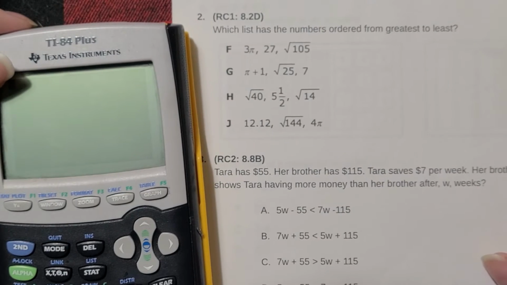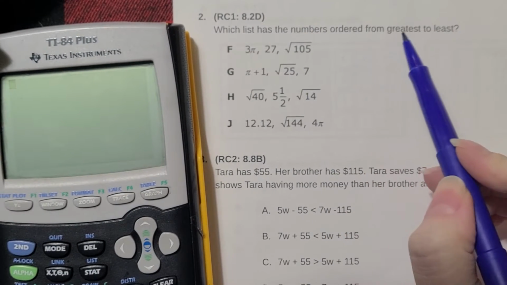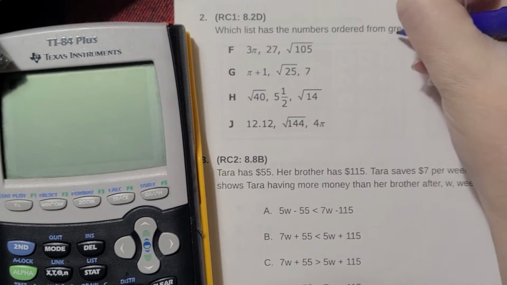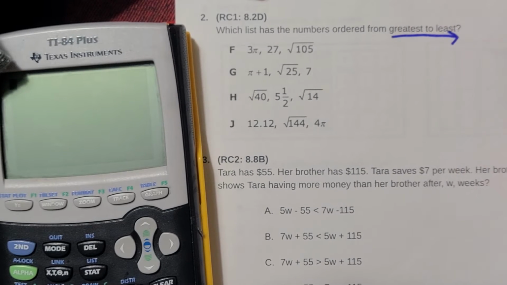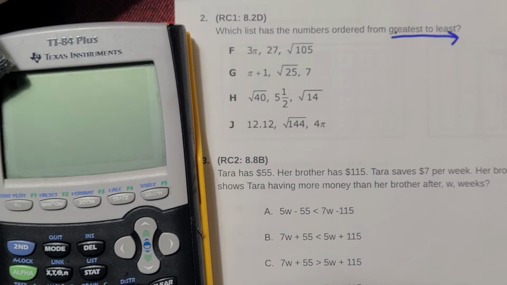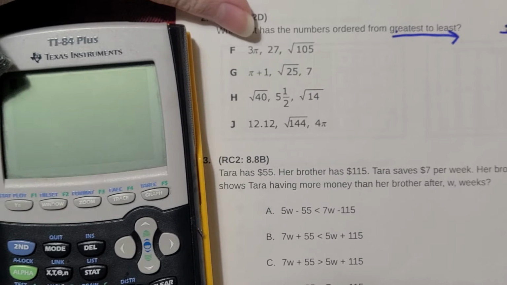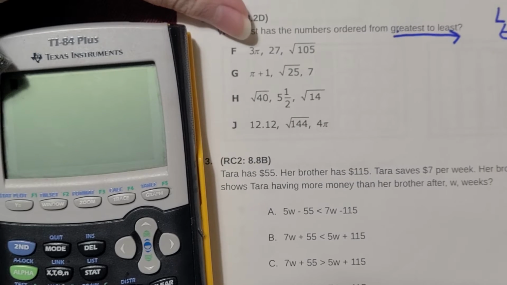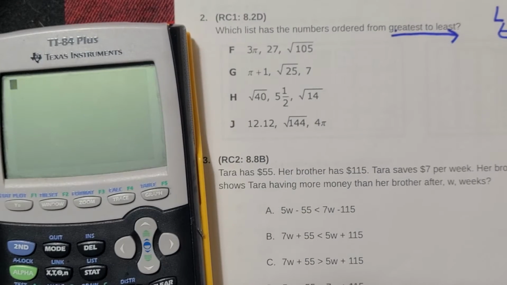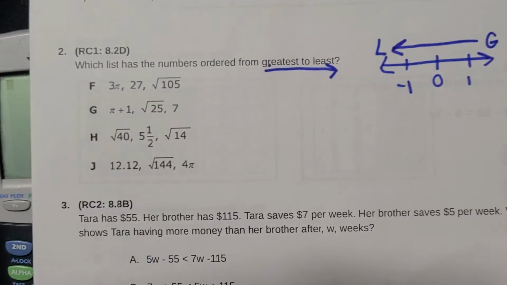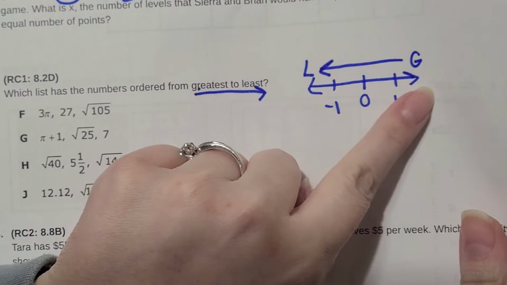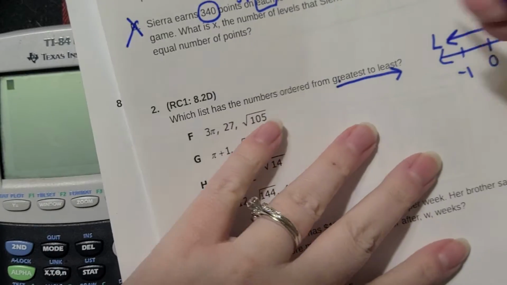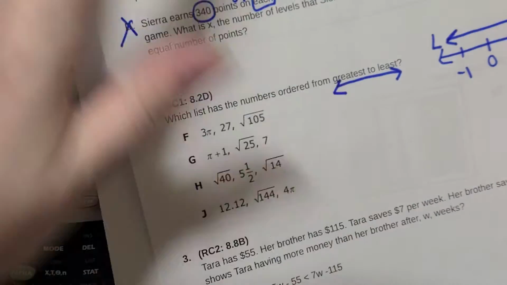Number 2 says which list has the numbers ordered from greatest to least, okay? So greatest to least means that if I'm looking at a number line, and here's 0, here's 1, and here's -1, if I'm going to go greatest to least, I'm going to go to the left on the number line. Oh, I drew all that and you couldn't see it. Okay, on a number line, greatest to least is actually moving to the left, okay?